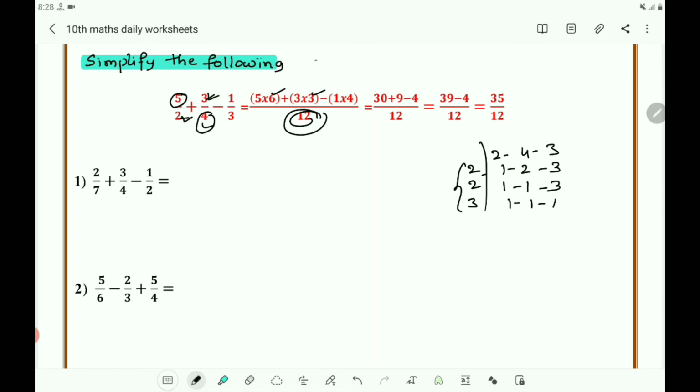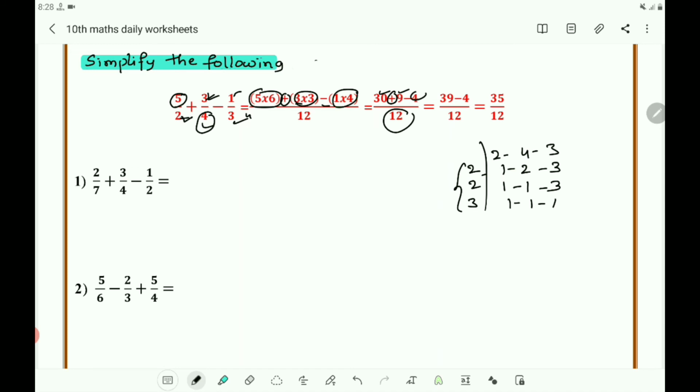To get 12, 3 is to be multiplied by 4, so multiply 1 by 4. Then here write the numerator 12. Then you simplify the numerator. 5 sixes are 30, plus you write 3 threes are 9, minus 1 four is 4.